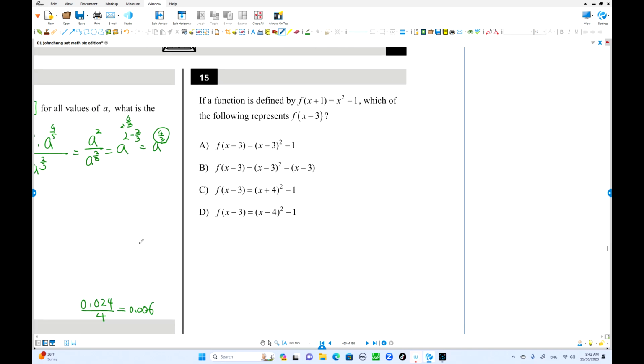Here is the number 15. Which of the following represents f of x minus 3? So we're going to change this form. For what value of x is it going to be x minus 3? So x minus 4, isn't it? x minus 4 plus 1, that is x minus 3.